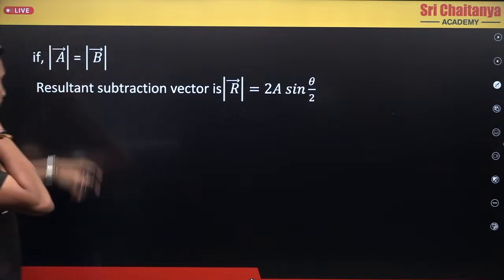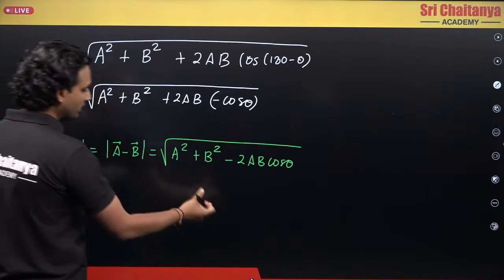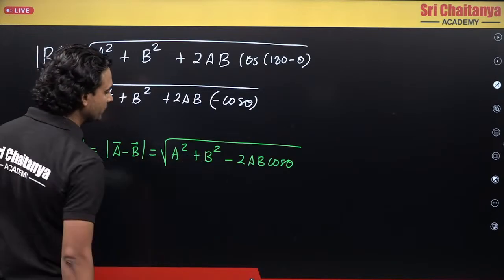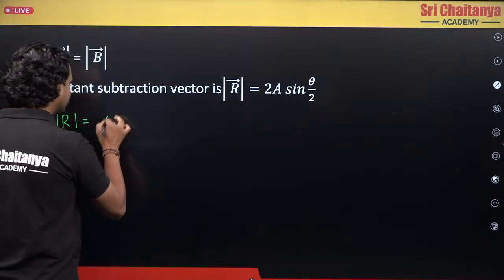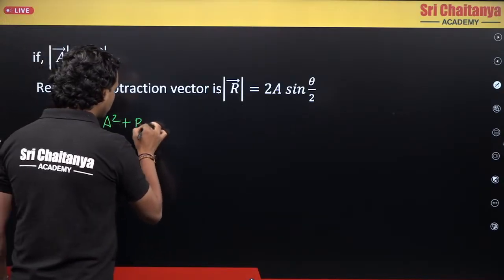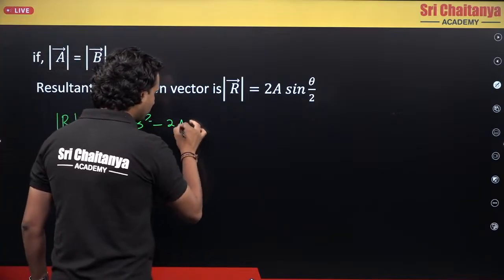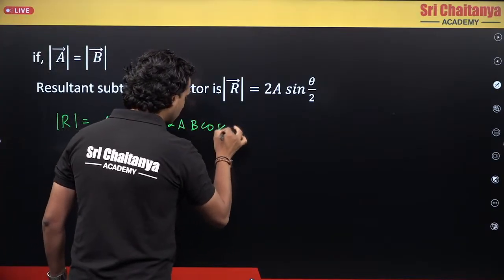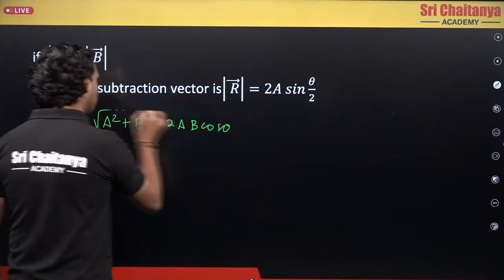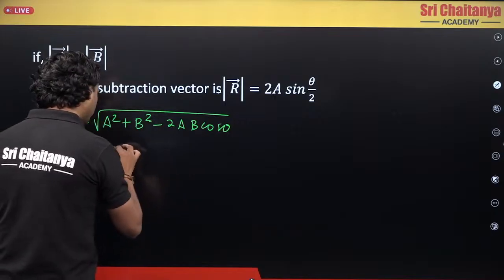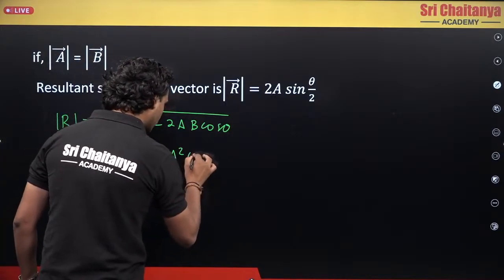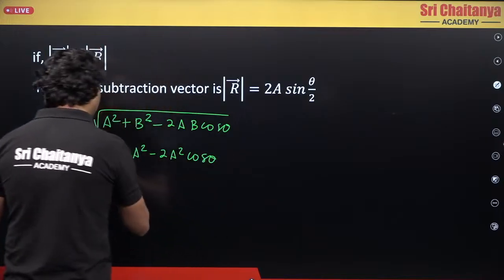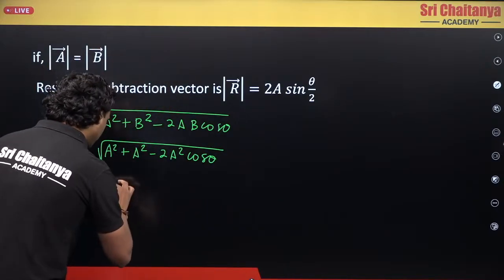And what if a is equal to b? If a is equal to b, right, I will substitute a equal to b here. So what do I get? The resultant r will be equal to the square root of a square plus b square minus 2ab cos theta, that is the formula, right. If I keep a equal to b, I will get the square root of a square plus a square minus 2a square cos theta, right, and this will be a square.